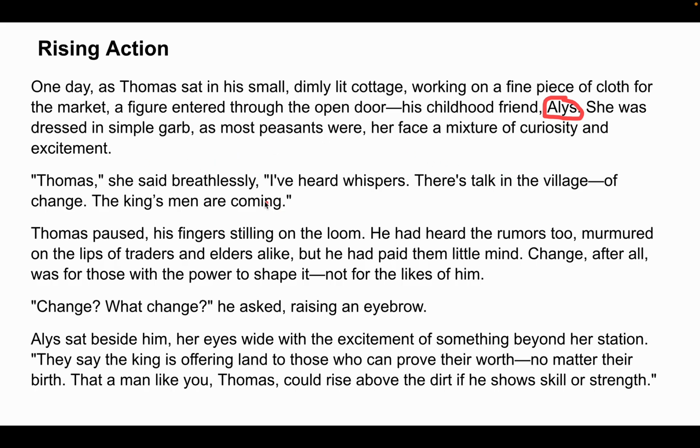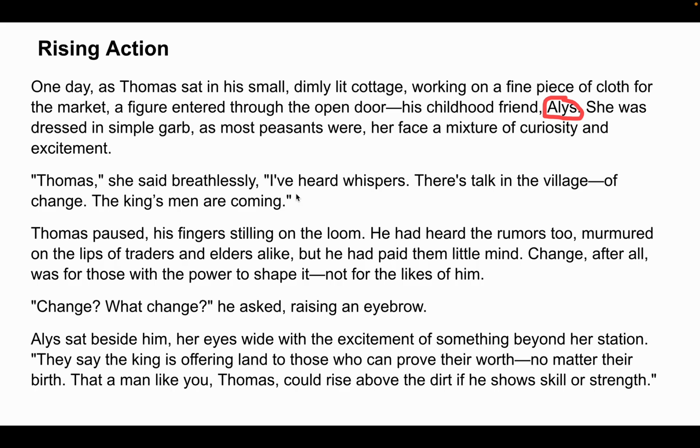Thomas, she said breathlessly, "I've heard whispers. There's talk in the village of change. The king's men are coming." Thomas paused, his fingers still on the loom. He had heard the rumors too, murmured on the lips of the traders and elders alike, but he had paid them little mind. Change, after all, was for those in power to shape it, not for the ones of the likes of him. "Change? What change?" he asked, raising an eyebrow. Alice sat beside him. Her eyes were wide with excitement of something beyond her station. "They say the king is offering land to those who can prove their worth, no matter their birth. That a man like you, Thomas, could rise above the dirt if he shows his skill or strength."